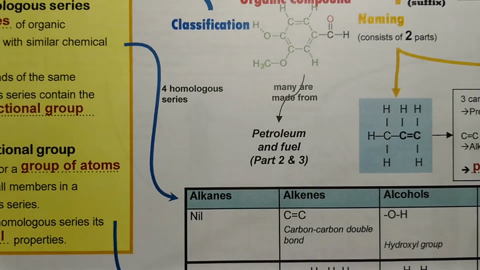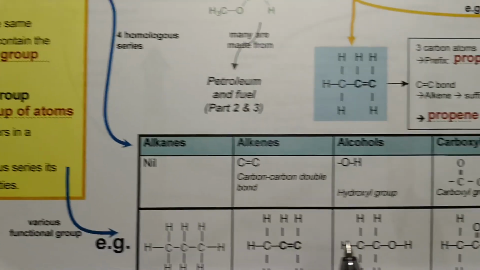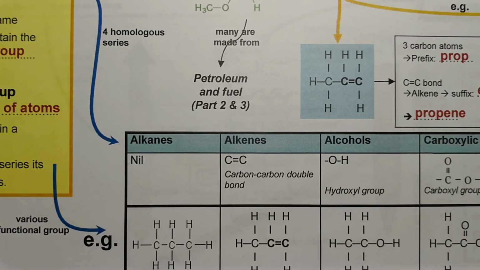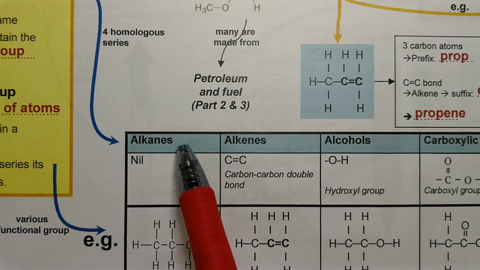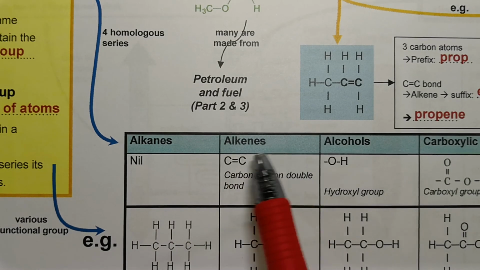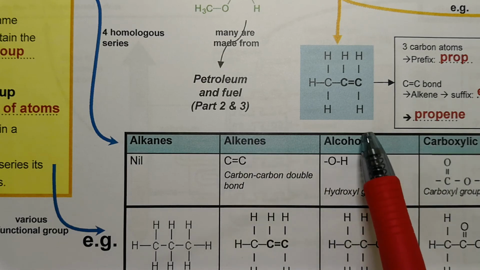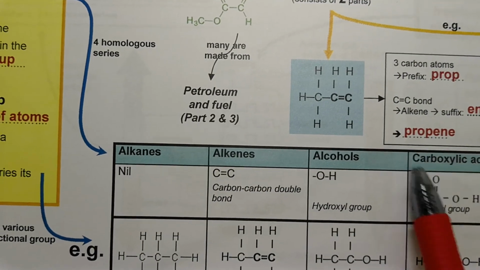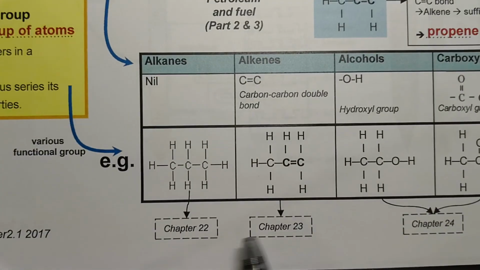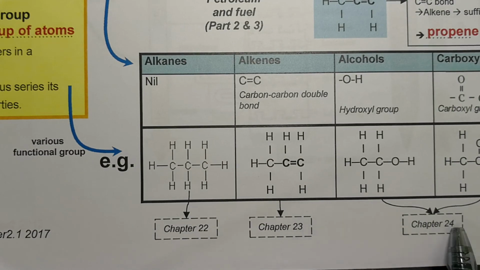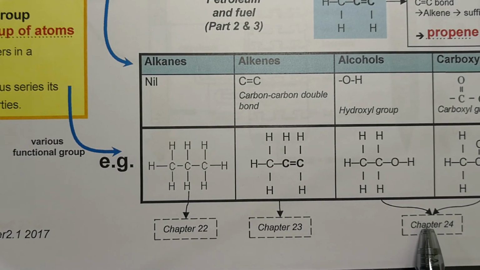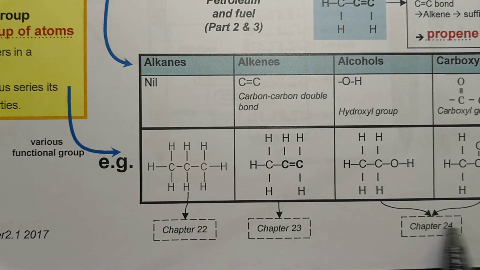All right. So now we look at what are the homologous series, what are the families of organic compound. These are the families of organic compound: alkanes, so alkane is a homologous series of organic compound. We have alkenes as well. We have alcohols, we have carboxylic acid. All these things you will study in the subsequent chapters, Chapter 22, 23, 24. This is for the pure chem. For combined chem, you will also study them, just that the chapter numbers are different.